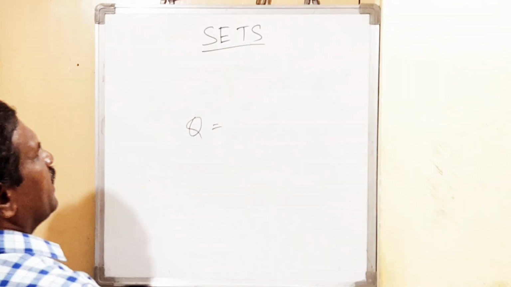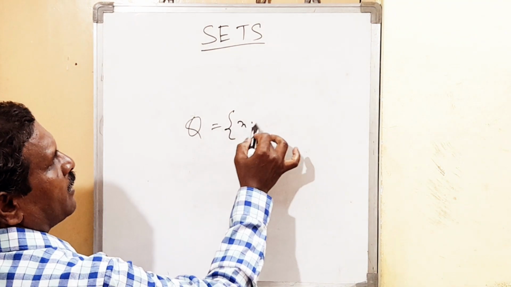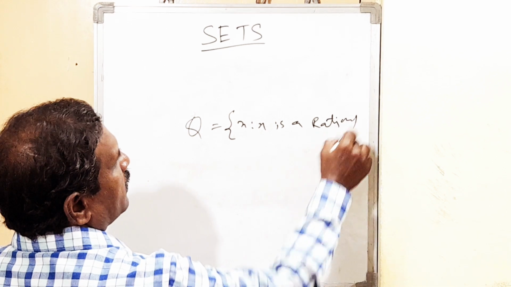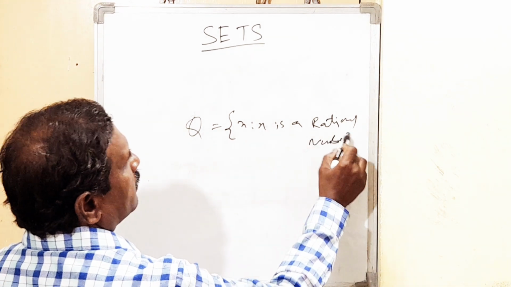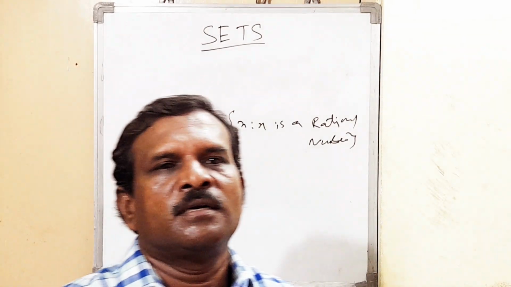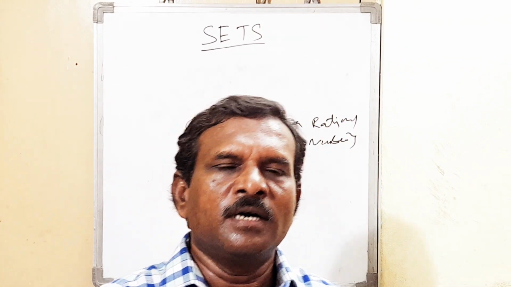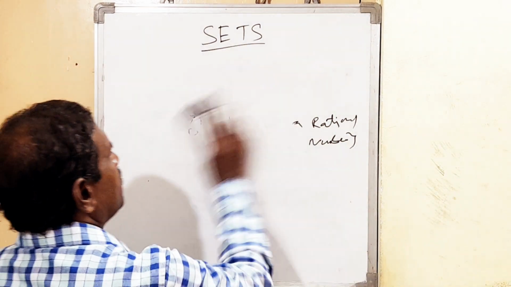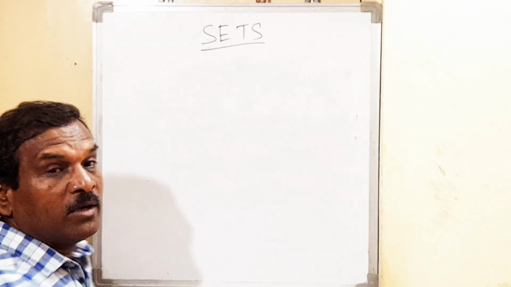That's why we say this is Q. In builder form, we can write x such that x is a rational number. We can write in the builder form. But all sets we cannot express in the roster form. Few sets can be expressed in the roster form. So this is about the builder form and roster form.